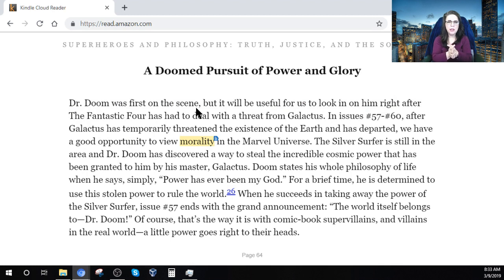Now that they've set up the overarching theme for power and glory, and they've shown you some villains and some heroes, they want to look further at how a pursuit for power and glory can be doomed. In order to do this, they bring in more evidence, issues 57 through 60 of Fantastic Four, and they remind you that Galactus has threatened the existence of Earth, and that for us as readers, we have an excellent opportunity to look at morals regarding how we should use power and how we should not be so consumed with the search for glory and power, but should be more consumed with human life.